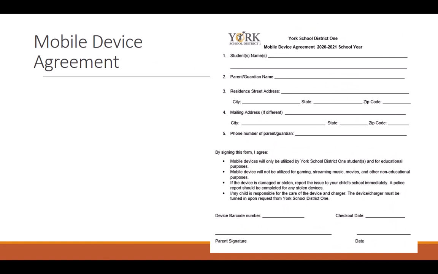As a part of signing out a mobile device in the district, you will complete a mobile device agreement form. That again affirms that the device is only going to be used by district students for educational purposes. You're not going to be using it for gaming, watching movies. If it's damaged or stolen, you'll report the device stolen immediately, and that you're responsible for the care of both the device and the charger, and it must be turned in upon request.